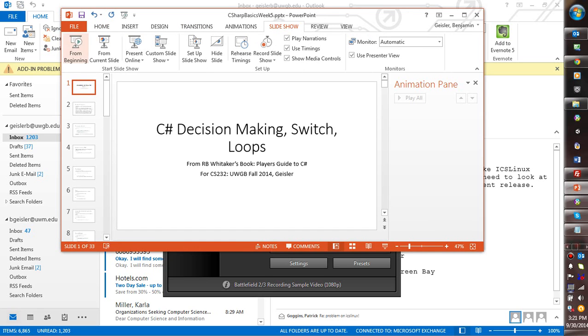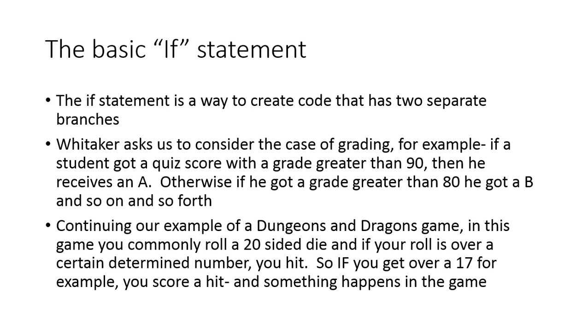So, this is going from the Whitaker book. And basically, if statements are a simple way to create code that has two separate branches. One case that we look at in Whitaker is that of grading. For example, if you get a quiz score with the grade greater than 90, then you receive an A. Otherwise, if you got one greater than 80, you got a B, so on and so forth, with each additional if being one grade lower. So that's one way of thinking about if statements.